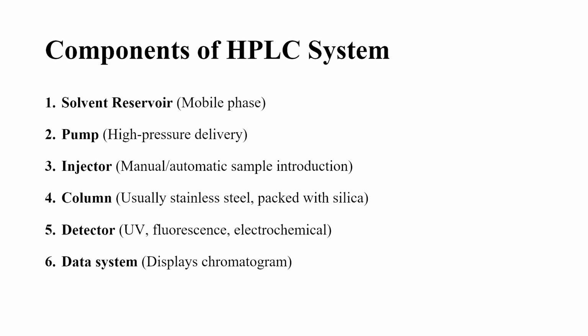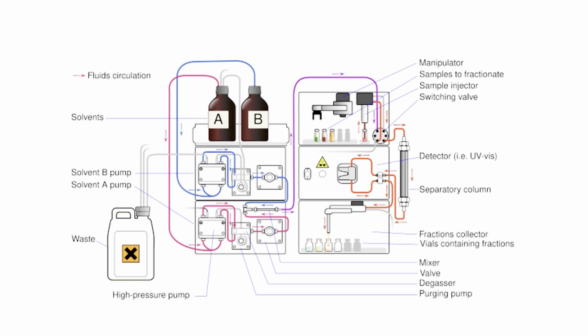Components of HPLC system include solvent reservoir, which gives rise to the mobile phase. Then we have a pump, which provides high pressure delivery. We have an injector, which can be manual or automatic for sample introduction. Then there is a column, which is usually of stainless steel packed with silica. And then we have a detector. It can be UV, fluorescence, or electrochemical in nature. And then we have a data system, which basically displays the chromatogram. This picture shows various components of HPLC machine.